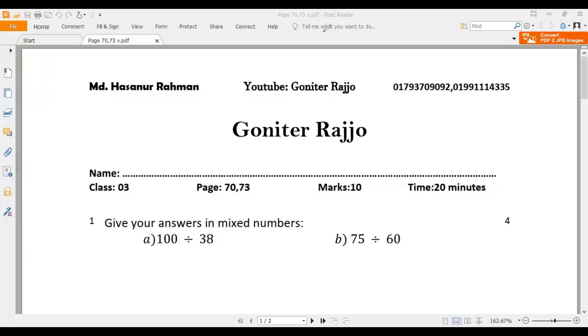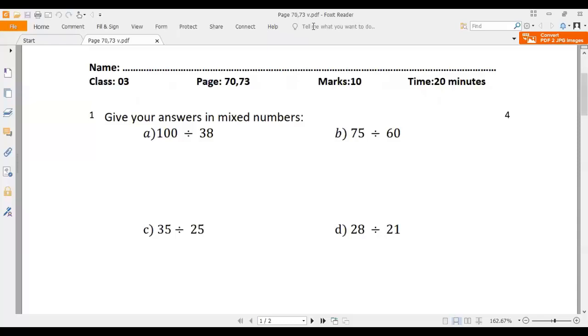These questions are very important, so let's start. Look, number one says give your answers in mixed number. So how can you solve this problem? Look at this, 100 divided by 38. At first we have to rewrite this one as a fraction. So it will be 100 by 38. Now divide both, that means numerator and denominator, by 2. Then you will get 50 by 19.